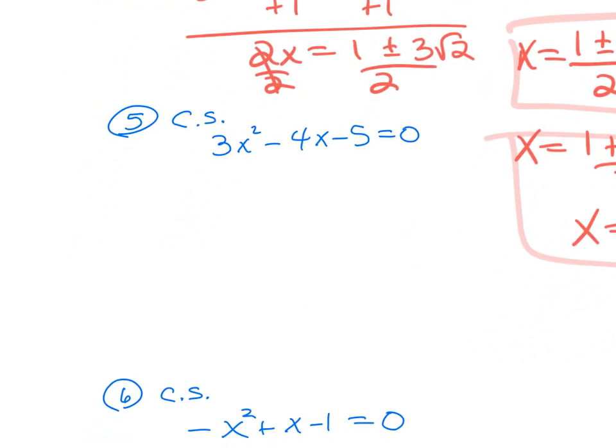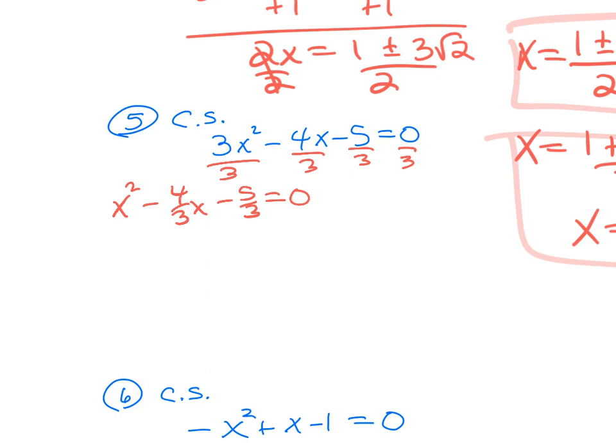Notice again, this has a number in front of x squared. So my first step is to get rid of that 3. I need to make sure that the number in front of x squared is a 1. So divide everything by 3. I'm left with x squared minus 4/3 x minus 5/3 equals 0.